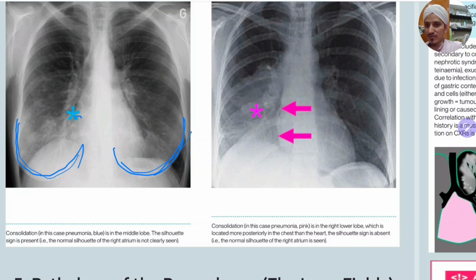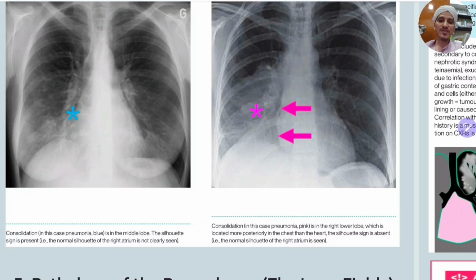Now you see here, you are not able to appreciate the right heart border, but you are able to appreciate the border of the right dome of the diaphragm. That means the problem is consolidation, and you are seeing the opacification here. So the problem is in the right middle lobe. It is not collapse, because collapse pulls the mediastinum towards itself. When there is pulling of the mediastinum, the trachea will be shifted, but here the trachea is normal. And the dome of the diaphragm will be pulled and become tented. That is not seen here. So it is consolidation of the right middle lobe, because the silhouette sign is present. You are not able to make out the heart border.